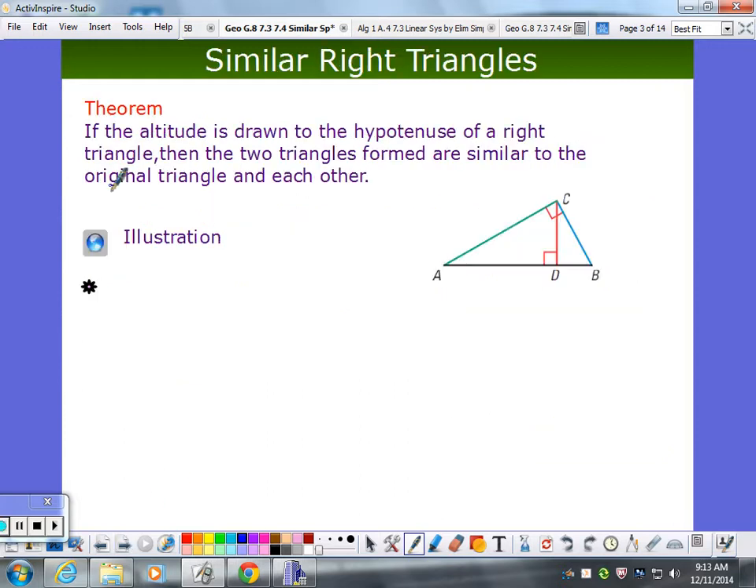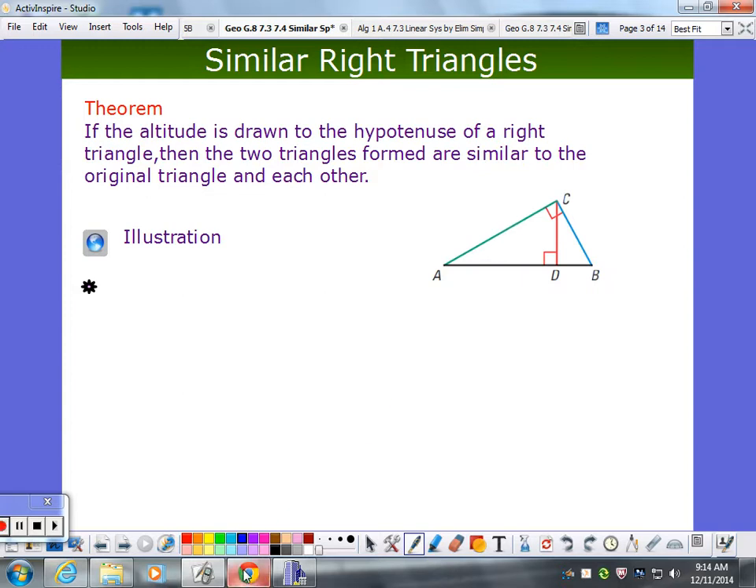I hope. Okay, so here comes a theorem. Get ready for this now. So look what I got here. I have a right triangle, and from the right angle, I dropped an altitude, a perpendicular line to the side opposite. So if the altitude is drawn to the hypotenuse of a right triangle, then the two triangles formed are similar to the original triangle and to each other. So you see there are three triangles here, small, medium, and large, and they are all similar to each other.